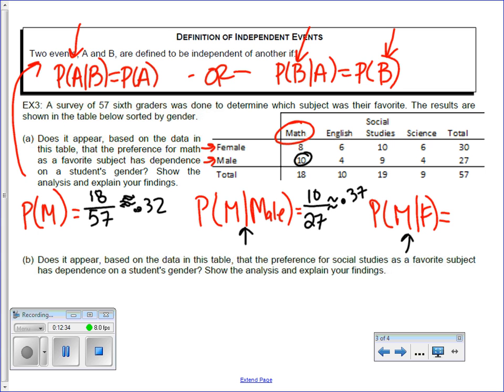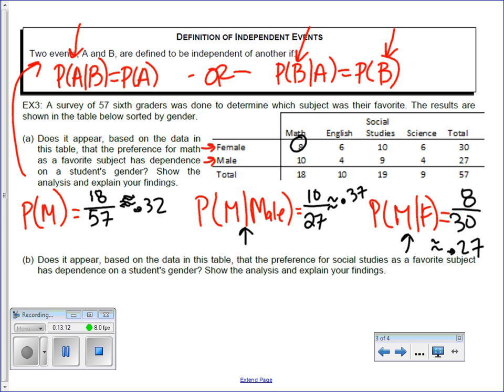So far, I can tell that once I introduced this given condition of being a male, the probability changed. So I see that there's some dependence. Let's check for females. The probability of liking math given that you're a female. So the numerator should be the number of people who like math and are female. So that would be 8. And the bottom is just the number of people who are female, and that is 30. And this is approximately 0.27, also a different number.